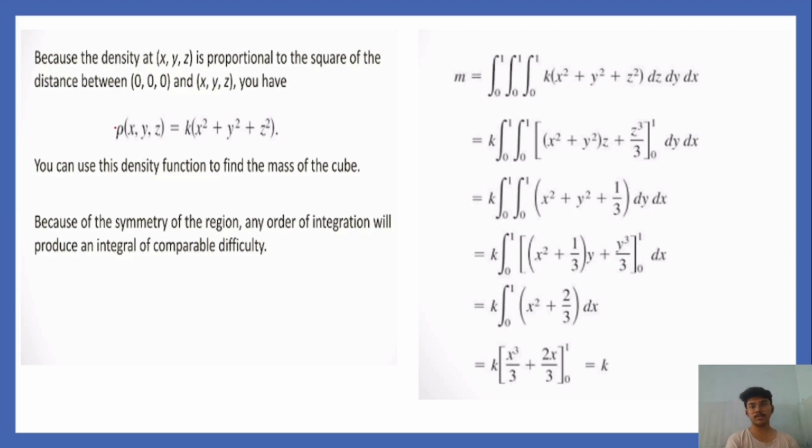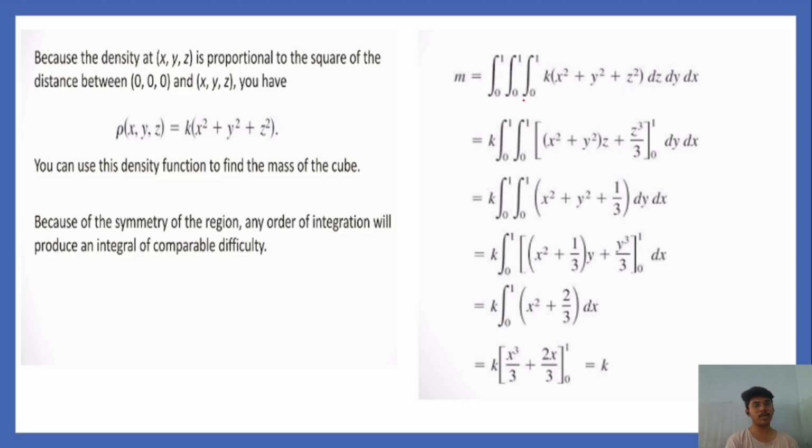You can use the density function to find the mass of the cube. Because of the symmetry of the region, any order of integration will produce an integral of comparable difficulty. So m equals the integral from 0 to 1, again the integral from 0 to 1, and the third integration from 0 to 1, of k times x squared plus y squared plus z squared dz dy dx.